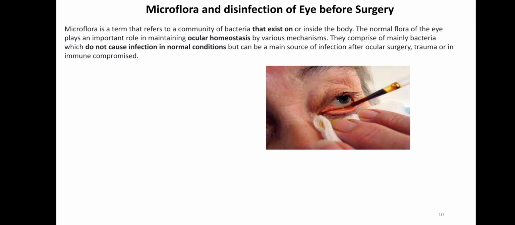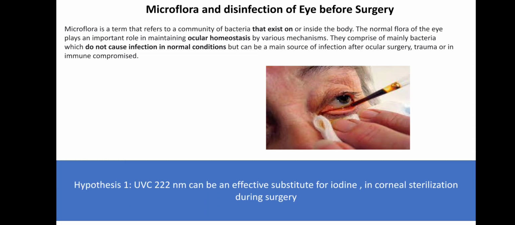This is another important point about this topic. Microflora is a term for the community of bacteria which exist on and inside the body. Before surgery we disinfect the whole eye with iodine, but it is painful, and the doctor uses it for 3 minutes on the whole eye. So our first hypothesis is that UVC 222 nanometer can be an effective substitute for iodine in corneal sterilization during surgery.